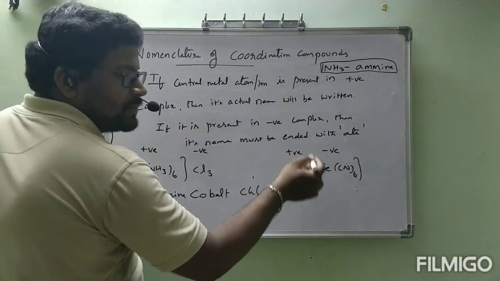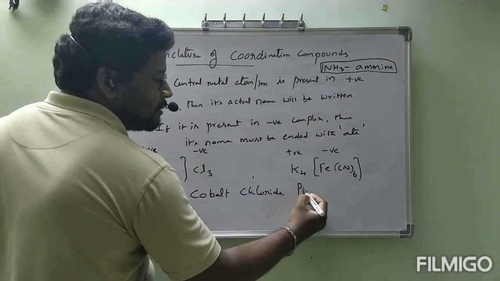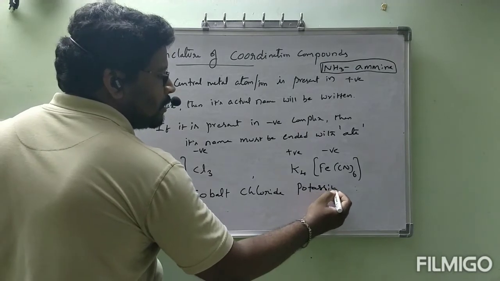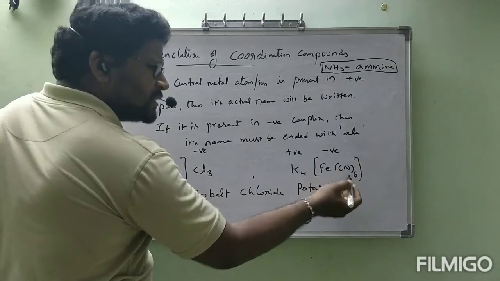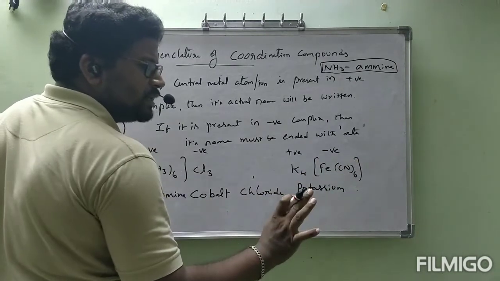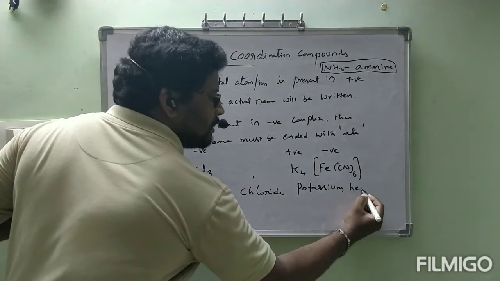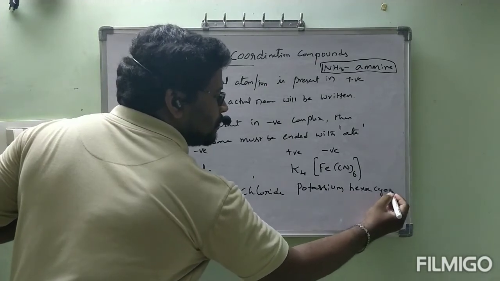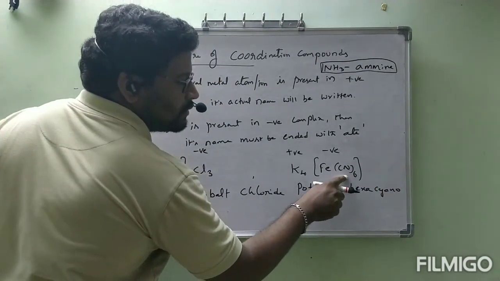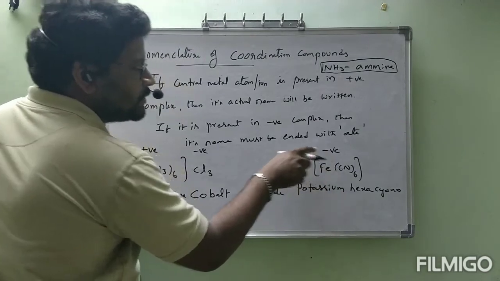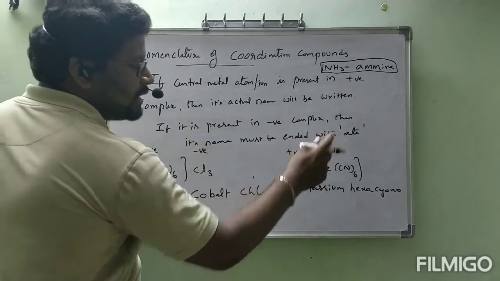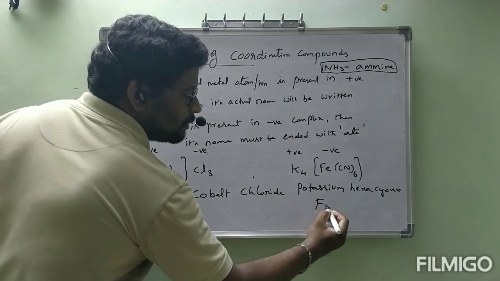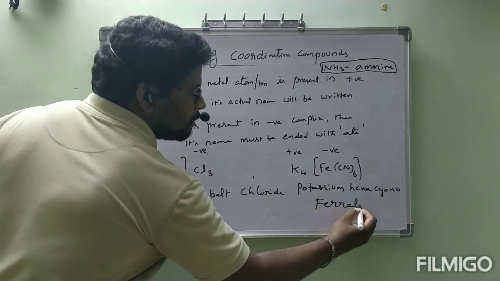First the positive part must be given. The counter ion, so potassium. Next, the complex. It is a negative complex. Anyway, we have to start with ligands only. Hexacyano. Now the central metal atom is present in a negative complex. If it is present in a negative complex, then its name must end with -ate. So hexacyanoferrate.